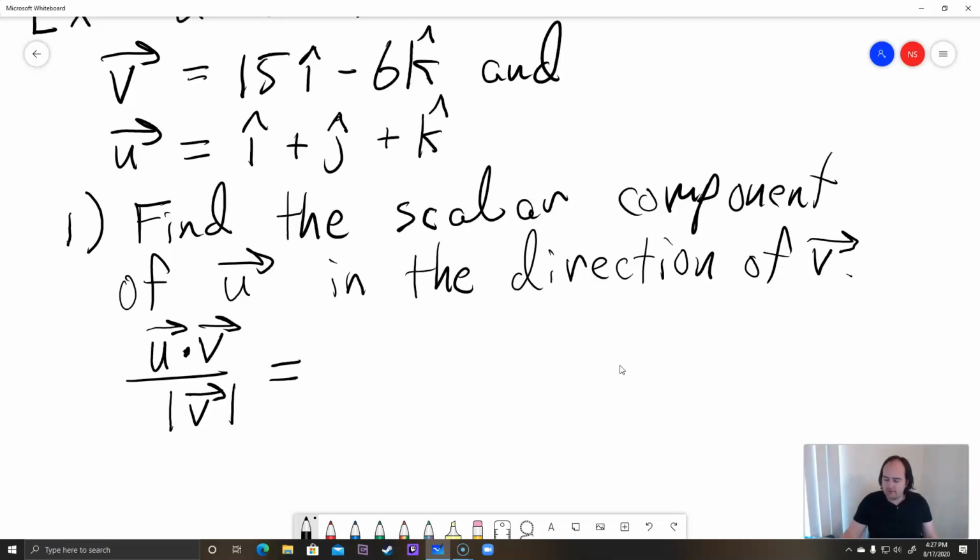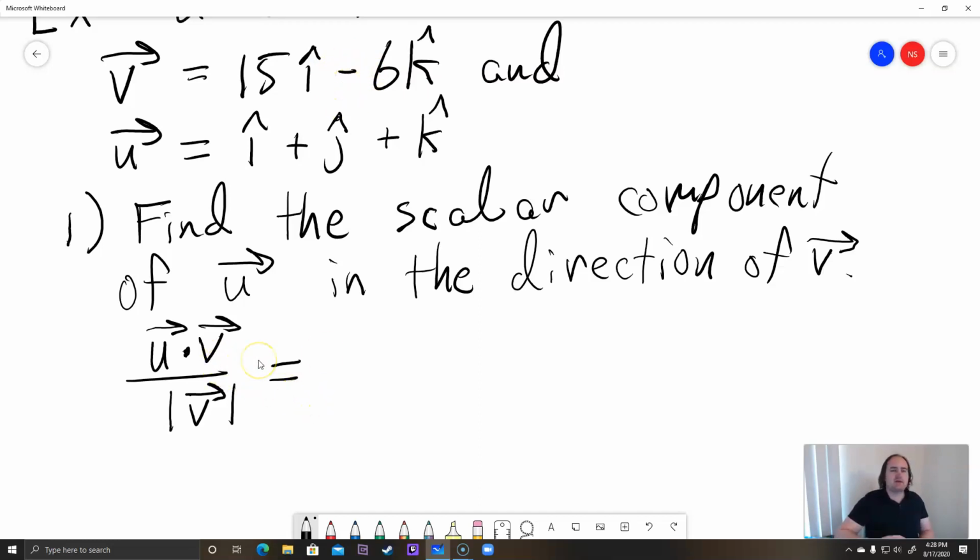Now, notice for v, we're actually missing a term. You have to be careful here. We have an i and we have a k, but we don't have a j. So for v, we actually have 0 as the middle component. That's important. Don't miss little details like that.